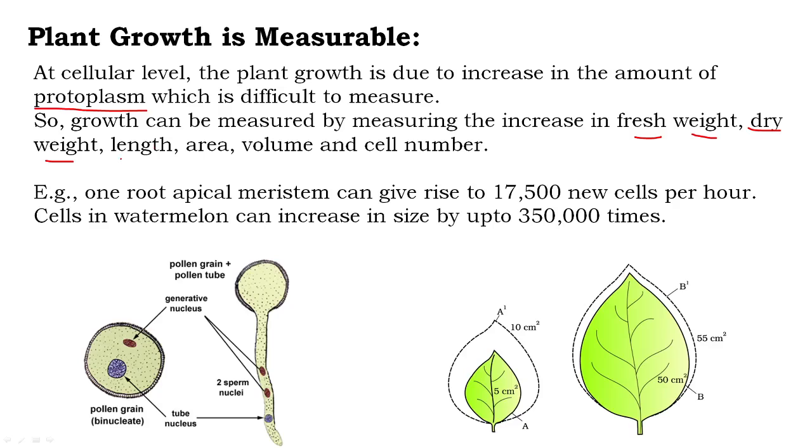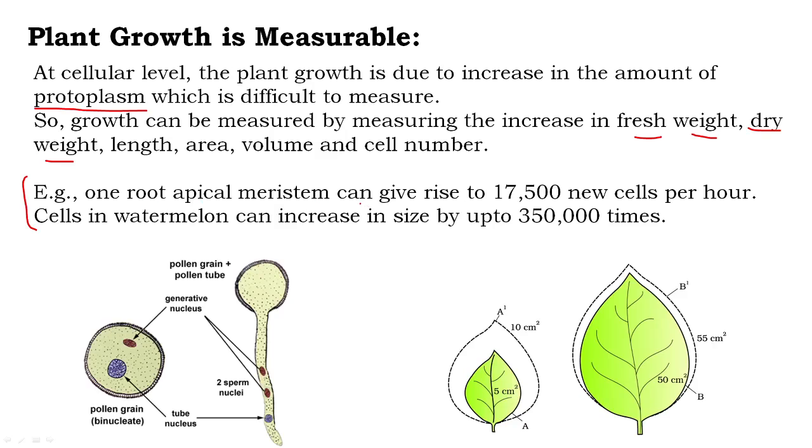And then we can also measure the length. Length increases as the plant grows. Measure the increase in area. That is also measured for plant growth. And volume and cell number as well. Here are some examples.